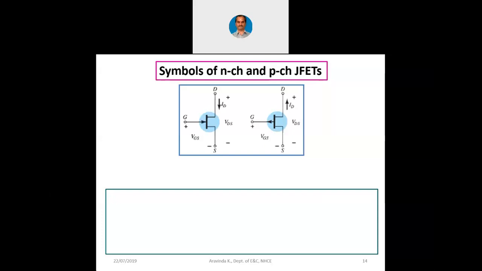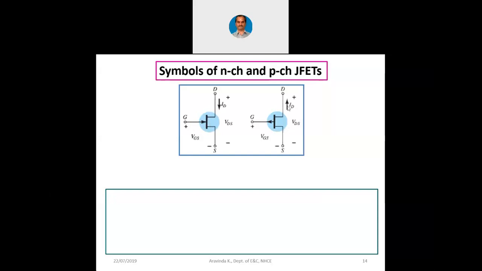That's all. Now, at the gate there is a p-type material, and drain and source are actually made up of the channel, that is n-type. So naturally between gate and source there is a p-n junction. That is why the arrow mark is pointing towards the channel.